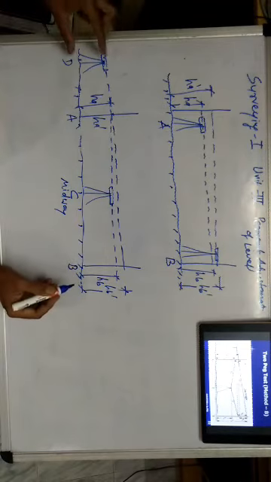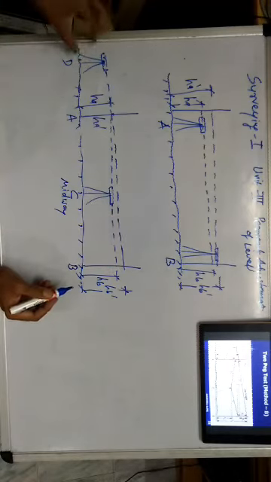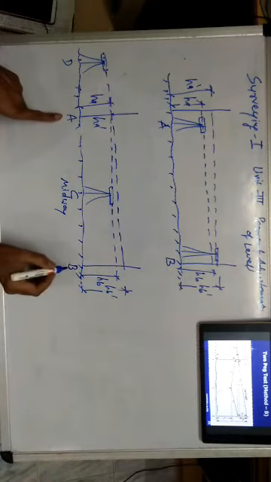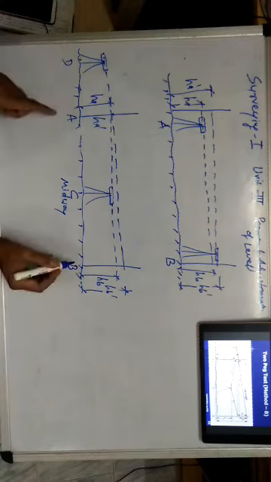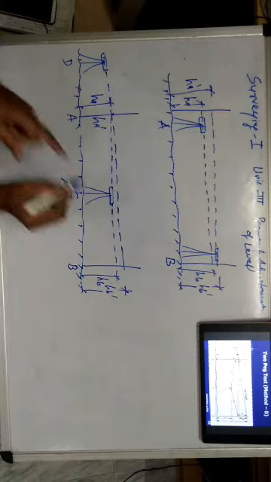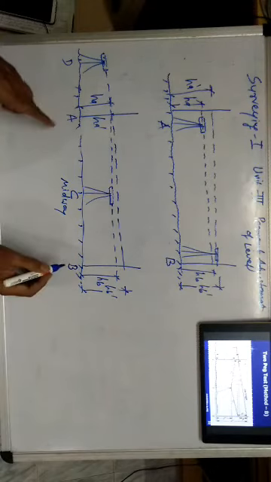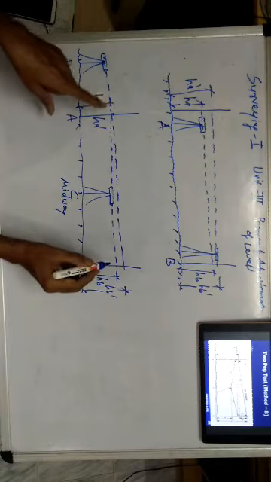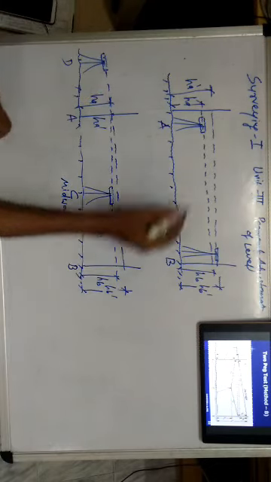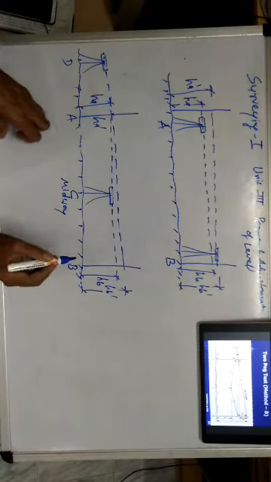Now with both the cases, when the instrument is at D, the reading will be different, and in this setup also we will calculate the RL of A and RL of B. Now in both the cases, if the permanent adjustment of the auto level is correct, then the level difference between A and B should be the same, and for that again we have to make some calculation, and we can check that the line of collimation is exactly horizontal or not.